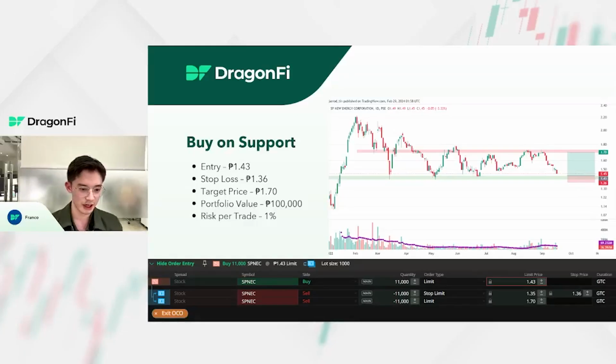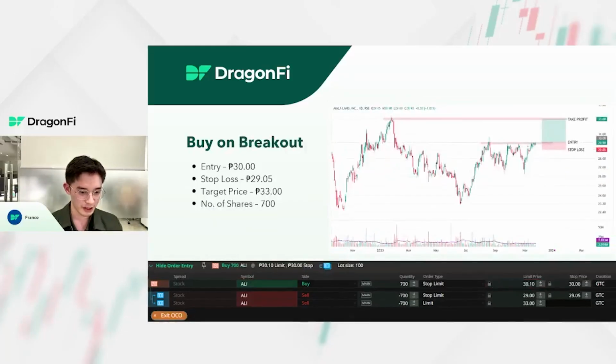The next one is an example of buy on breakout. Same stock earlier, Ayala Land, back in 2023. So let's say you want to buy the breakout, set your stop loss, and take your profit all in one trade. So again, click on exit OCO on the web platform, set your entry price, which can be a stop limit since we want to buy the breakout. So stop price at 30 and limit price at 30.10, so you would get filled immediately. Your stop loss at 29.